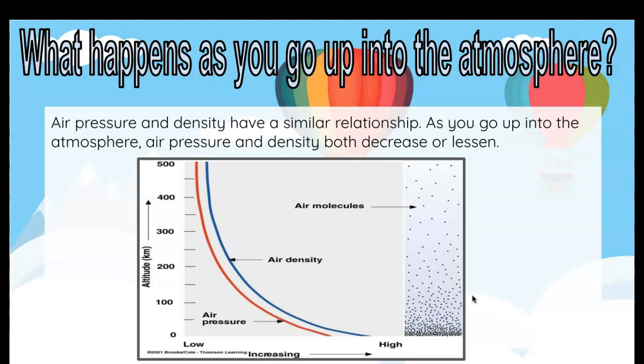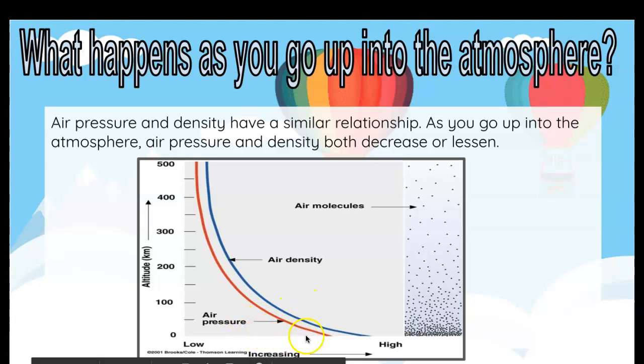Well, these two things have a very similar relationship. As altitude increases, or as you go up in the atmosphere, air pressure and density both decrease or lessen. You can look at this graph right here. This shows you on the side where your y-axis is, this is the altitude. So as you're going up in the atmosphere, the red shows you air pressure, and the blue shows you the density.